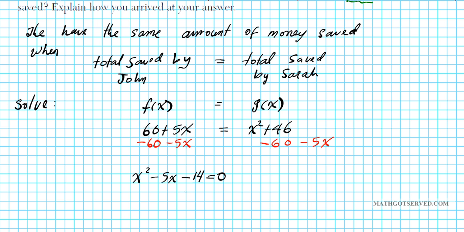Now let's try and see if we can solve this resulting quadratic by factoring. If not, we'll simply use the quadratic formula. Now let's think about two numbers that multiply to give us AC, negative 14, and add to give us B, negative 5. So think about the products of 14, or we can use 7 and 2. Now how do we fix the sign so that it works out here? Negative 7 plus 2 is negative 5. Good. Negative 7 times 2 is negative 14. Perfect. So this factors into x minus 7 times x plus 2 equals 0.